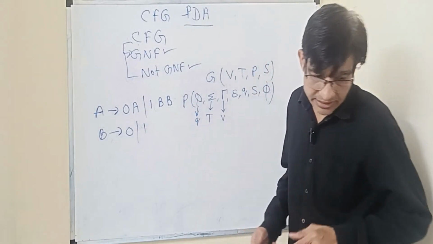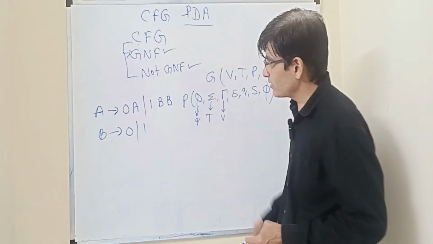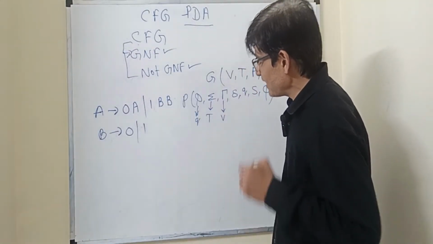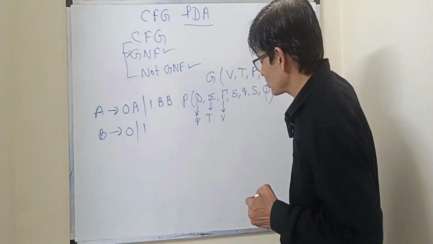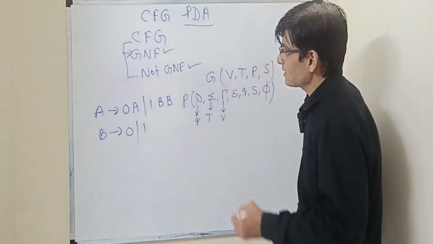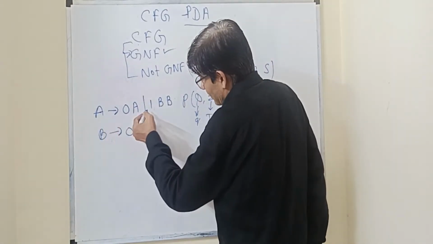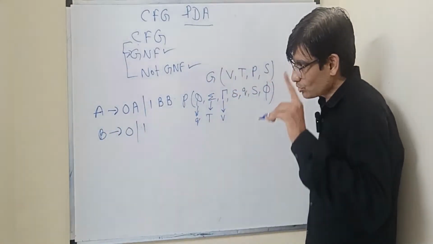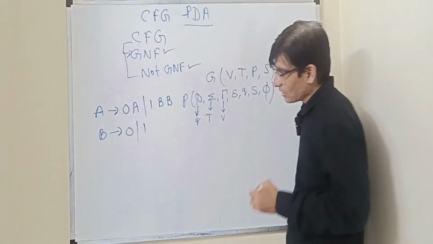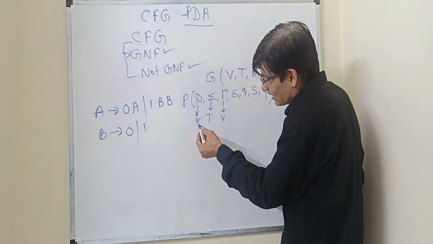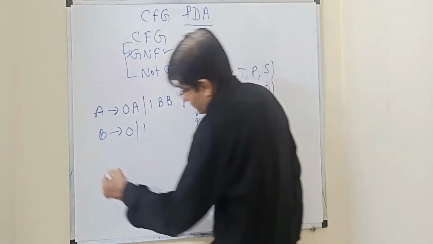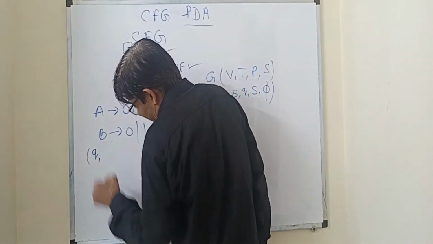So now I will convert this particular grammar into a PDA, and I will show you how to convert it. Now again we can see, as we have a grammar which is already in GNF, there would be a different way to convert it into a PDA. As we have taken only one state in this PDA, we will be in state Q.